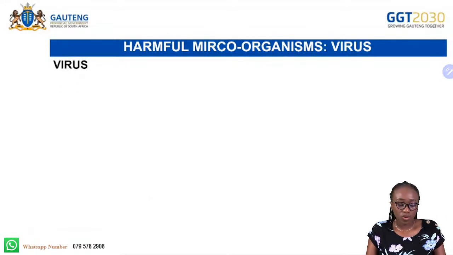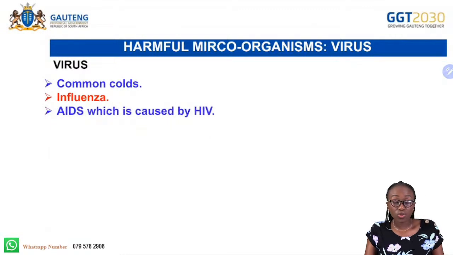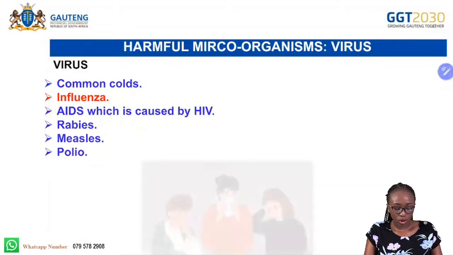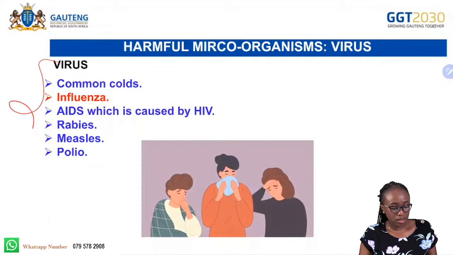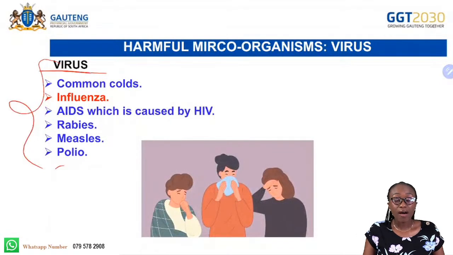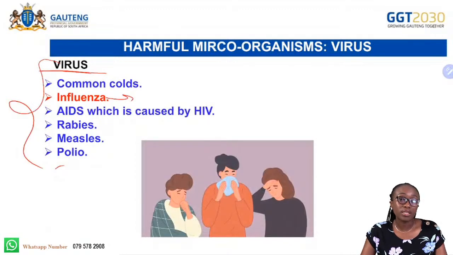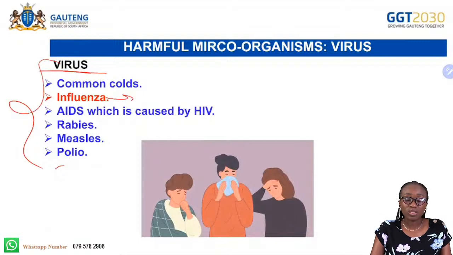And viruses cause these diseases. Viruses cause common colds, influenza, AIDS, which is caused by the HIV, rabies, measles, and polio. All these diseases are caused by viruses. Okay, so here's a picture of a family that is suffering from influenza, which has spread amongst the members of the family. So these diseases are caused by viruses.